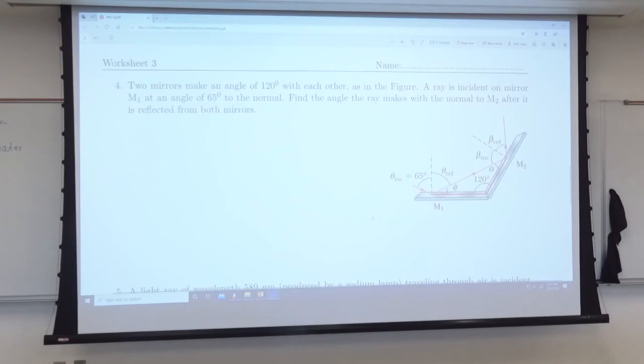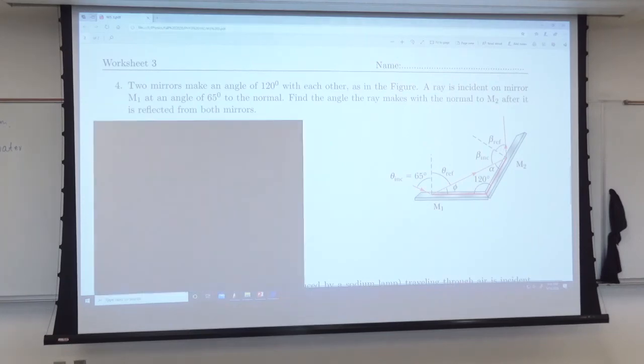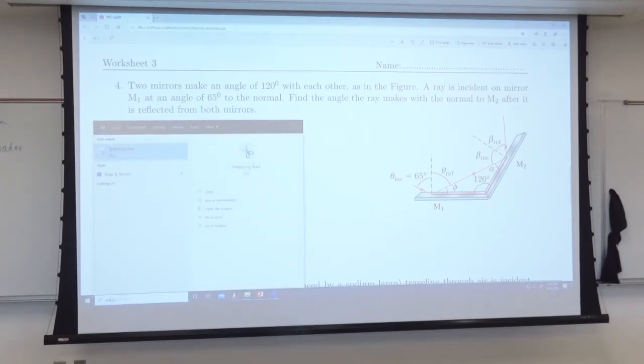Okay, let's look at one more and then we are done. So let's look at this problem. It's asking if a ray hits the mirror at 65 degrees, what would be the angle formed by this reflected ray on this part of the mirror? So it shouldn't take long.